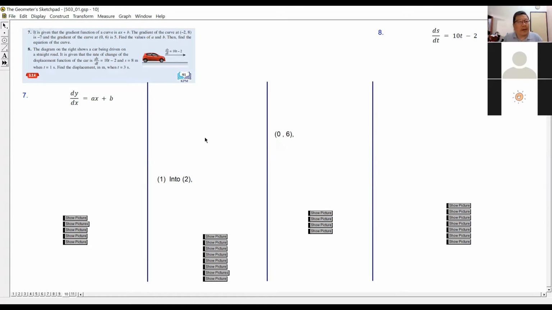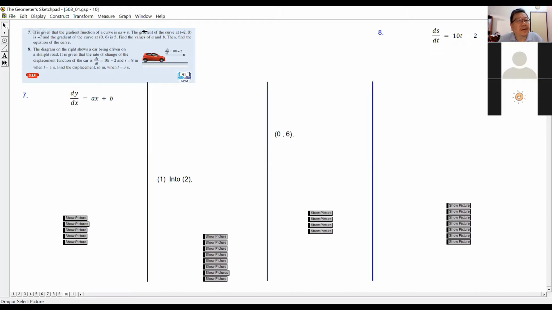Okay. Now, the first sentence I translate into symbol. Gradient function of a curve is ax plus b. Gradient function means dy/dx. So dy/dx is ax plus b.